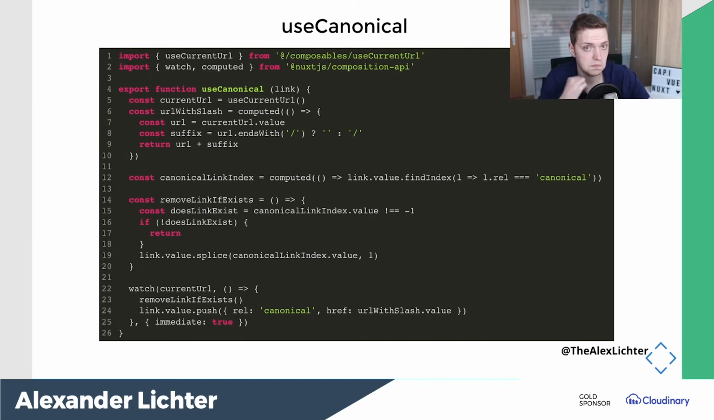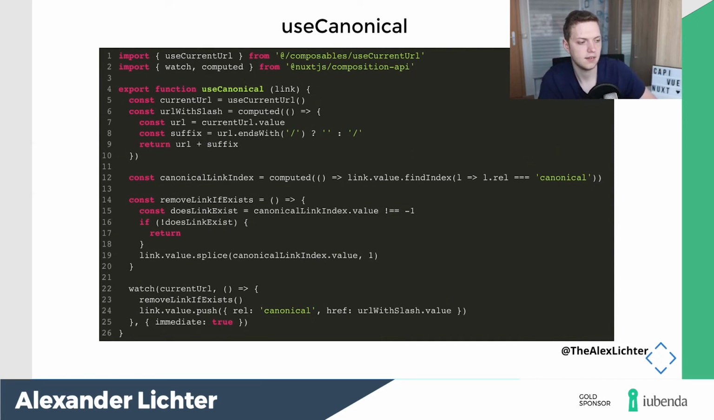There the link argument comes in handy. It's a computed property, and we just check: does that link ref, which contains an array, have some element in there where rel equals canonical? You will see how this will be important in a bit. Then we have removeLinkIfExists. Another function, it won't be called as a computed, just a simple function. In this function, if there is a canonical link index, then we have to remove it, otherwise don't do anything.